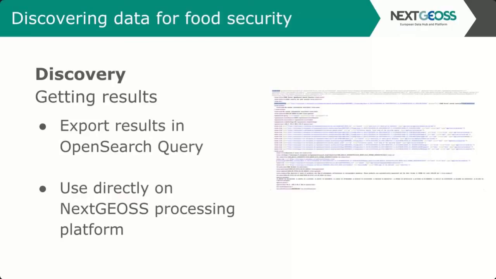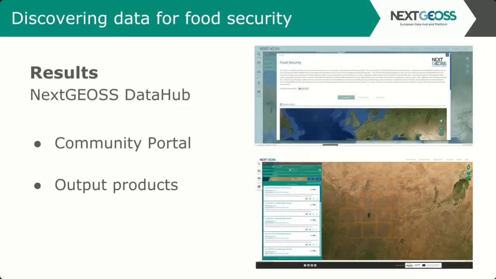But we also used the NextGEOSS Data Hub later on in the process, where we again publish the results of our pilots back into the NextGEOSS Data Hub, increasing the visibility of what we did, and made sure that the vegetation indices that we have generated are published back to the NextGEOSS Data Hub as well. So, for example, in the NextGEOSS Data Hub you can find information about our community portal, but you can also find the vegetation indices that we've generated within the project.